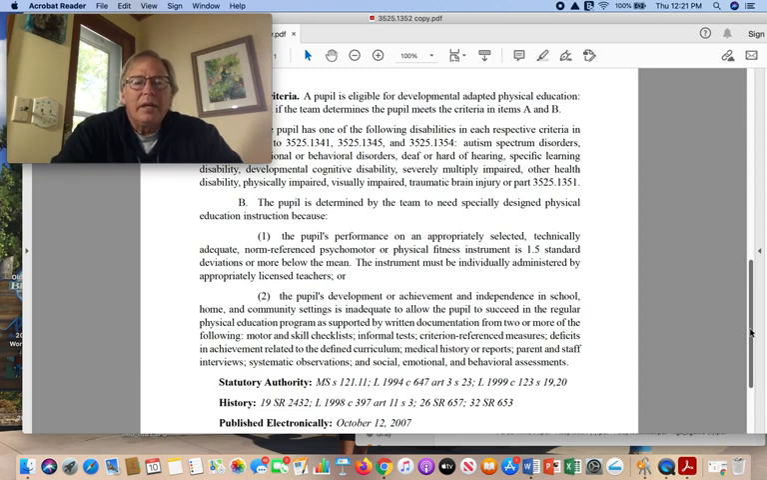The first one is under section B, B1: the student's performance on an appropriately selected, technically adequate, norm-referenced psychomotor or physical fitness measurement is 1.5 standard deviations or more below the mean. The instrument must be administered by an appropriately licensed teacher. So that's you. A gen ed PE teacher who doesn't have a DAPE license cannot administer those tests, nor can another motor team member, OT or PT. They're not appropriately licensed. The appropriate license to administer those is a DAPE licensure. So that's what that means.